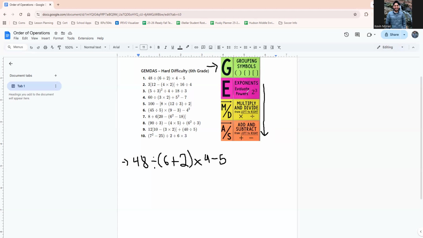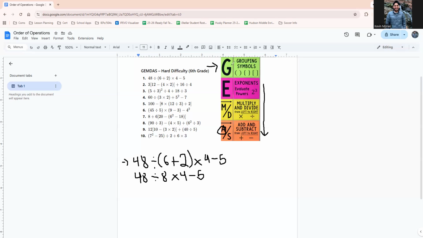I don't see any exponents. I don't see any multiplication or division, but I do see some addition, so we're going to go ahead and add. 6 plus 2 is 8. Cool. So I'm going to rewrite my next line: 48 divided by, now that there's only one single number in here, I can get rid of my parentheses, 8 times 4 minus 5.